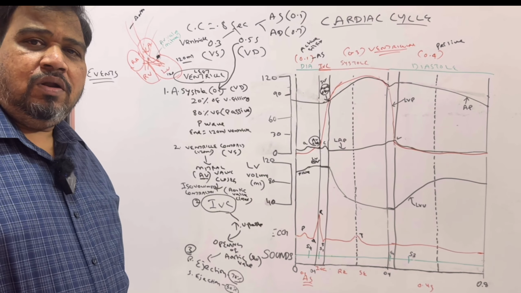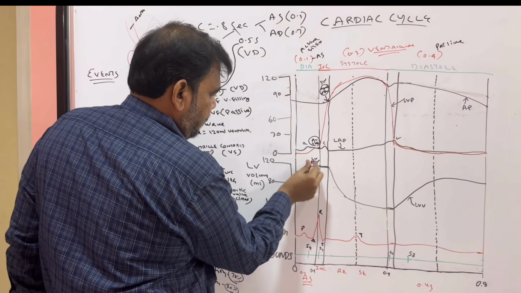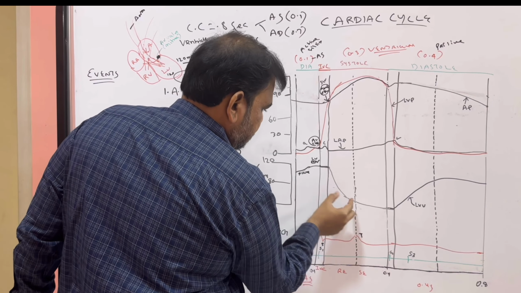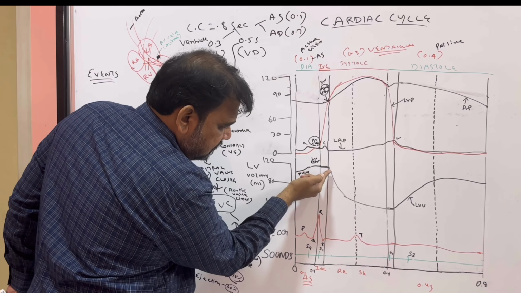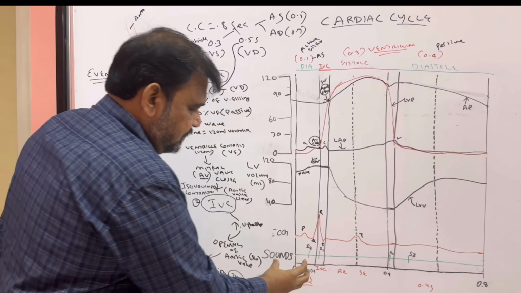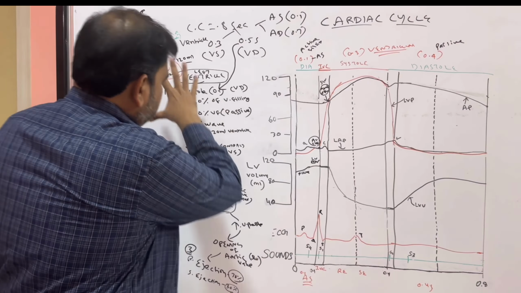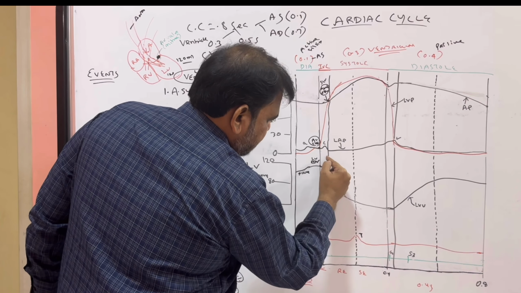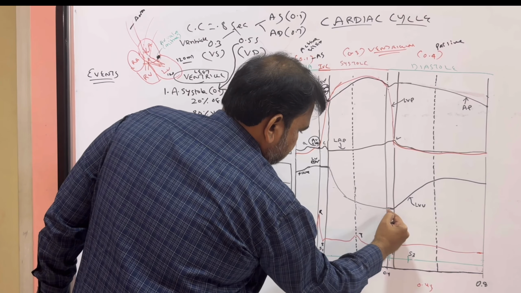Now what will happen to the ventricular volume? From 120 ml it starts decreasing, you can see here. This is rapidly decreasing, see the curve. You need not memorize the Wigger's diagram, based upon these events you can correlate. From 120 ml it starts decreasing. This is rapid ejection. In slow ejection, the curve is not as rapid.